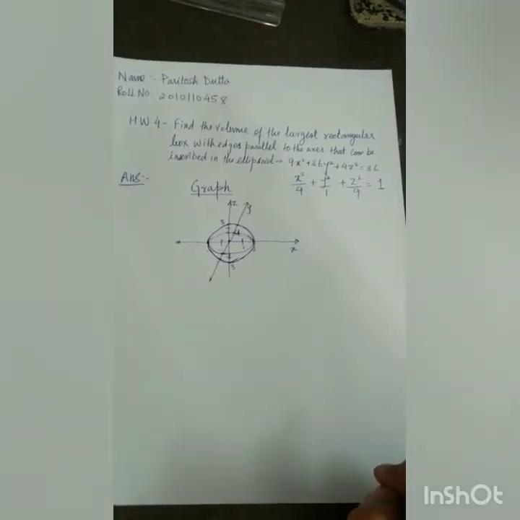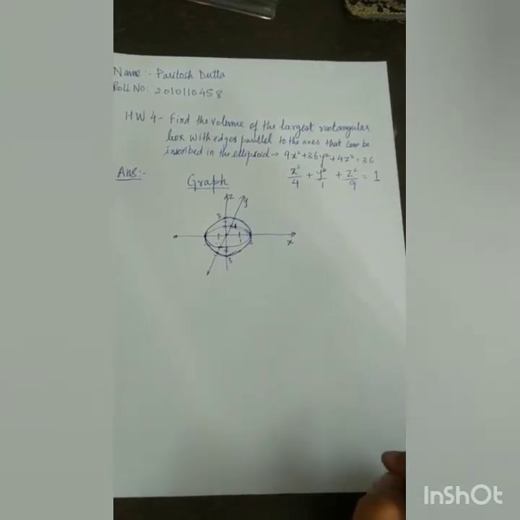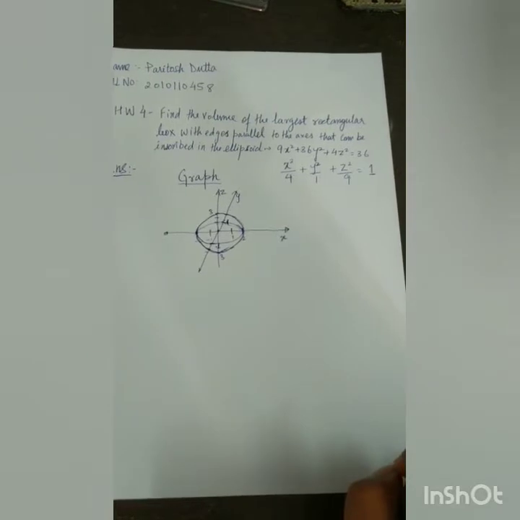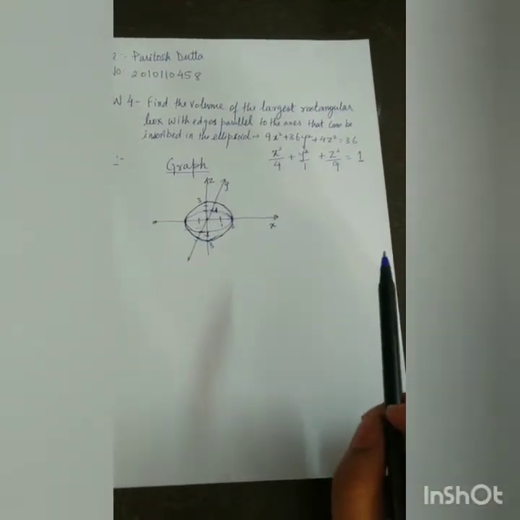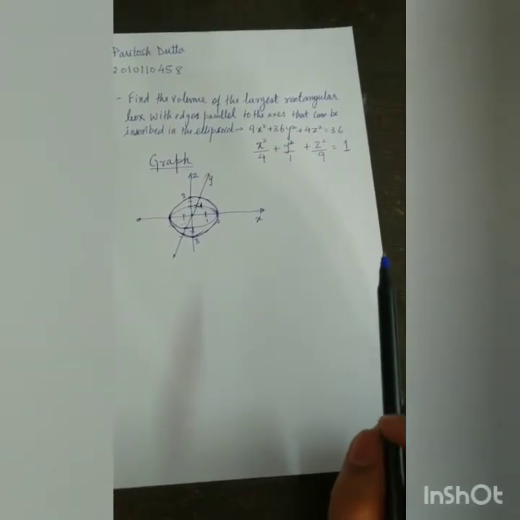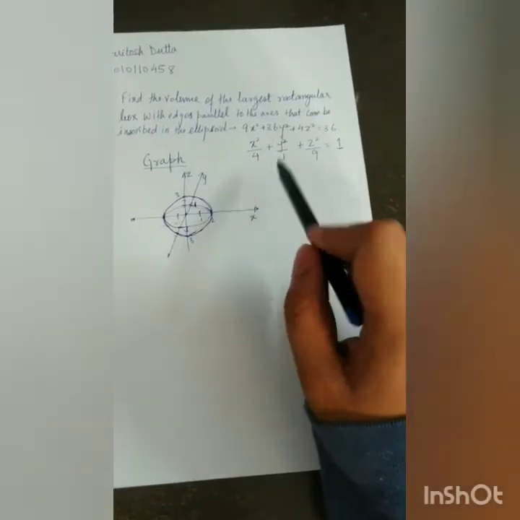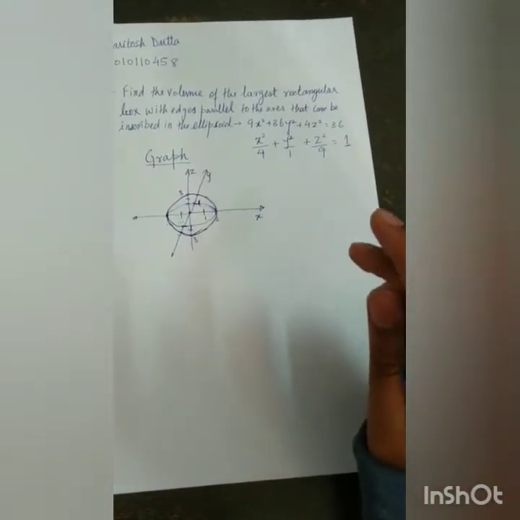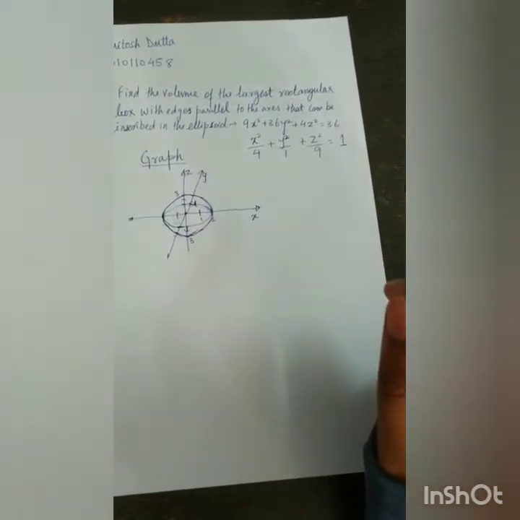So let's start. Okay, so we have been given a question. Find the volume of the largest rectangular box with edges parallel to the axes that can be inscribed in the ellipsoid 9x² + 36y² + 4z² = 36. So we are going to simplify this equation and make it x²/4 + y²/1 + z²/9 = 1.